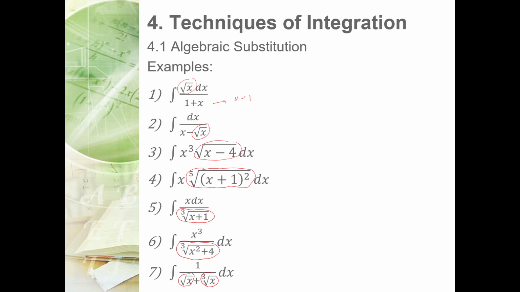So let u be 1 plus x, right? Then du is equal to dx. So you can replace this as u, you can replace this as du, but how about square root of x? So there's none, right? So it cannot be solved by a simple u sub.